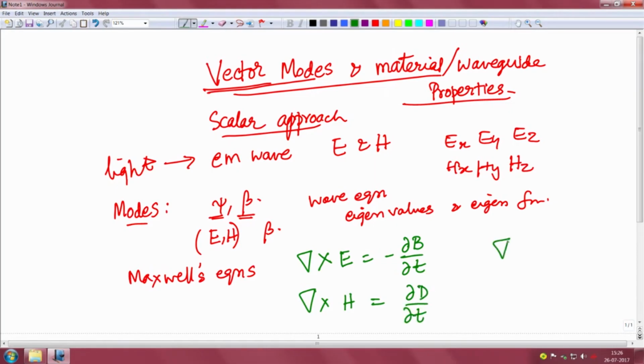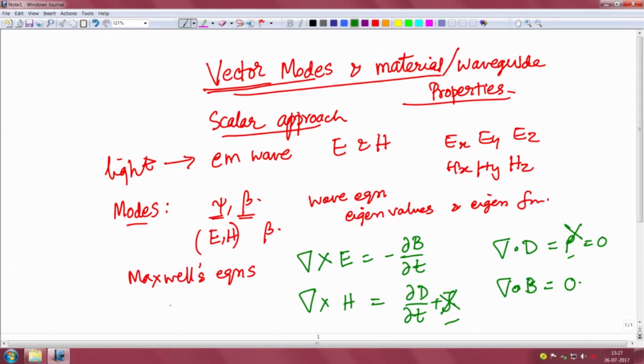And del dot D equals the charge density, or equals 0 if it is a uniform medium. Here also you have the current density, which can be ignored if there are no free carrier currents. And del dot B, the magnetic flux density, equals 0. These are the 4 Maxwell's equations which will be useful to study the properties of light waves in integrated optical devices. Of course, we have ignored the charges and currents, which can be incorporated if necessary to make the discussion complete.